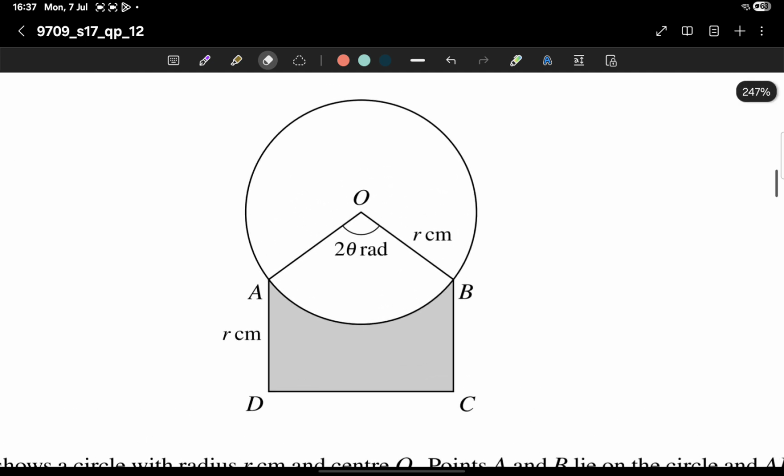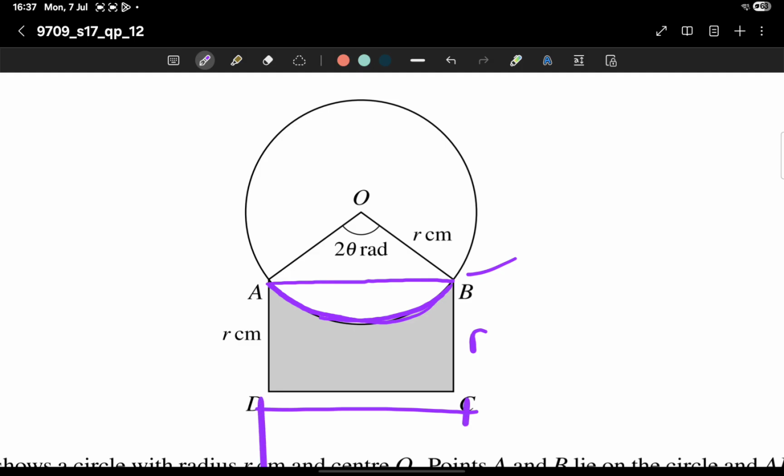They told us that ABCD is a rectangle like that, meaning the line that I've just drawn is equal to DC, right? And AD is also equal to BC, so this will be r. So for us to get the perimeter, we'll need the length of this arc, and we'll also need the length of DC, which we can get by getting the length of AB, right?